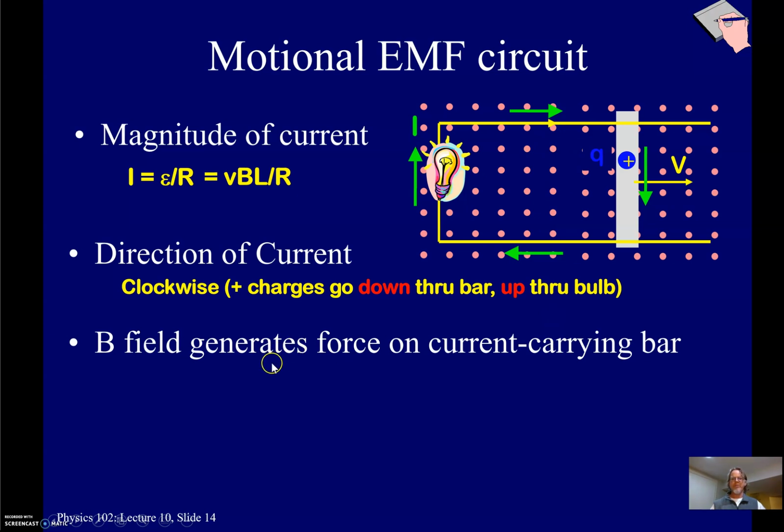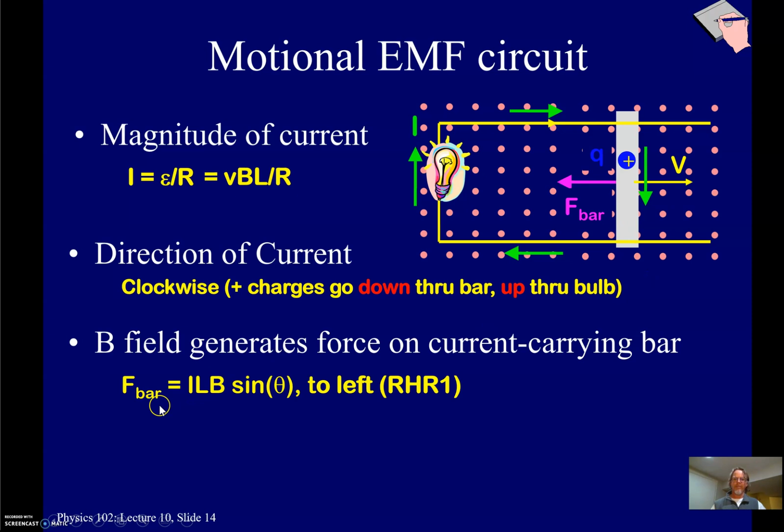Okay, so the B field generates a force on the current carrying bar. Okay, so we talked about that a moment ago. So the increase in the B field generates a force on the current carrying bar, so you constantly have to push the thing. Okay, so that's your right-hand rule, the first one. As it goes to the right, there's a force downward on charges. Because you're pushing to the right, what happens is that generates a force pushing the charges down this way.